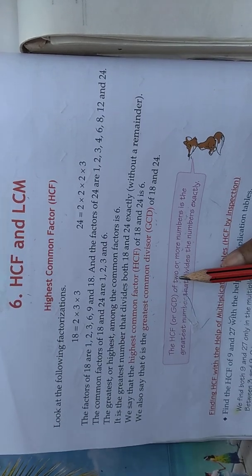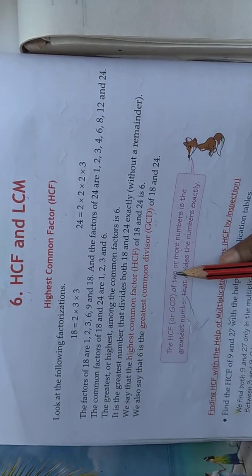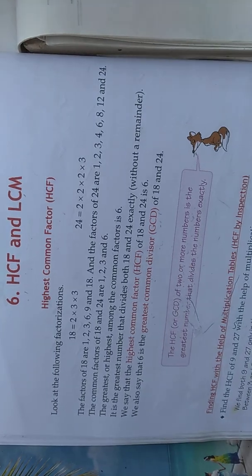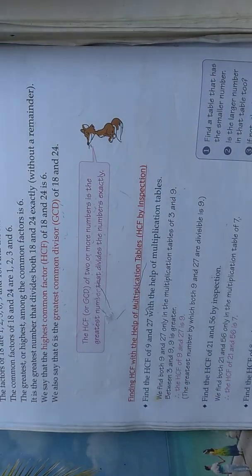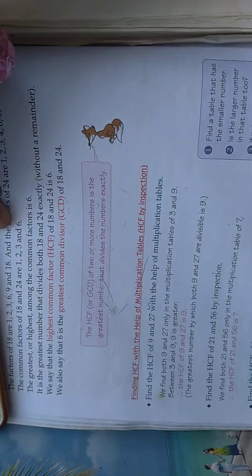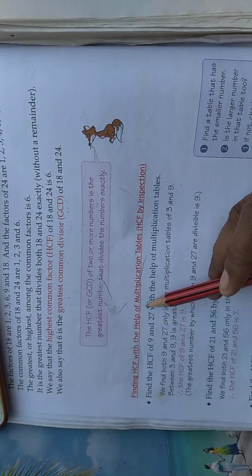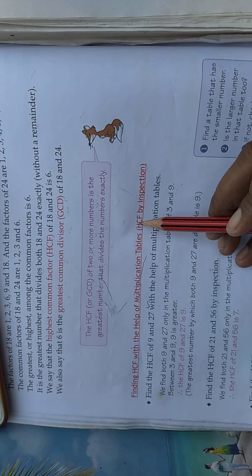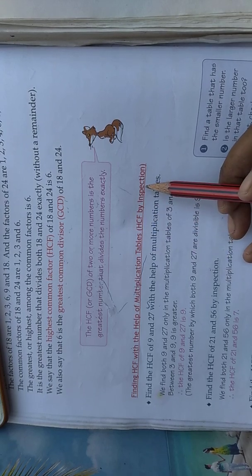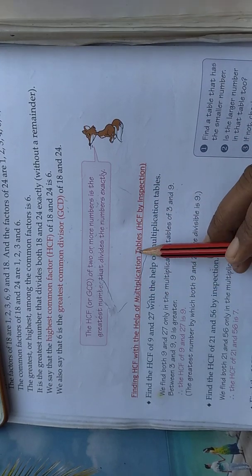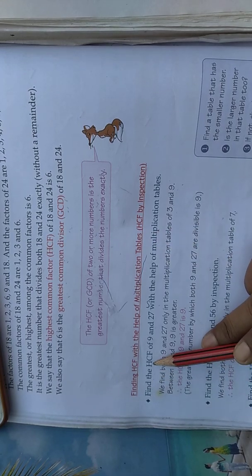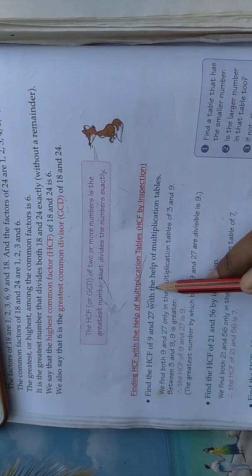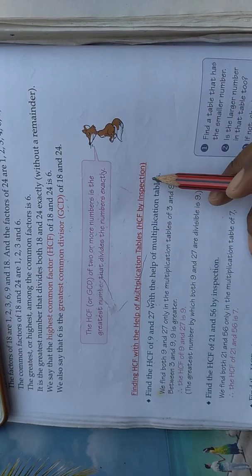So let's start our first question. Finding HCF with the help of multiplication table or by inspection. We have to use the multiplication table here. So find the HCF of 9 and 27 with the help of multiplication table.